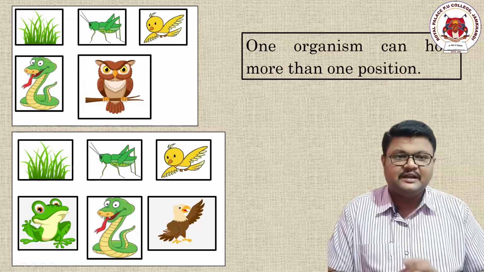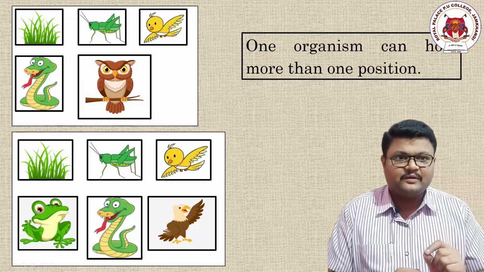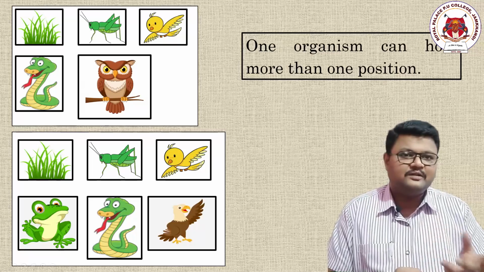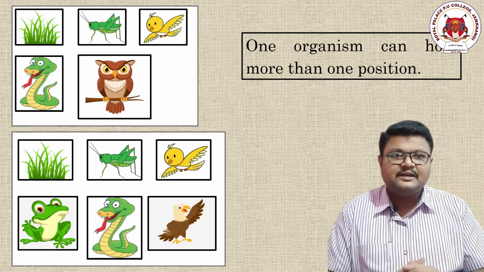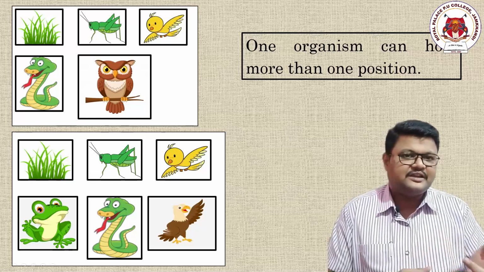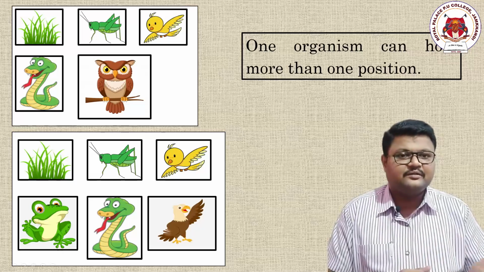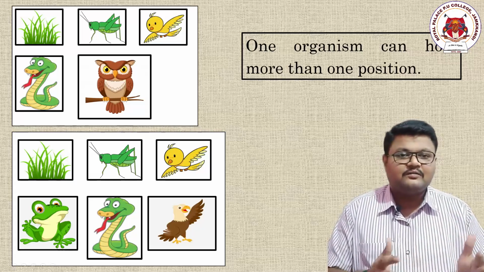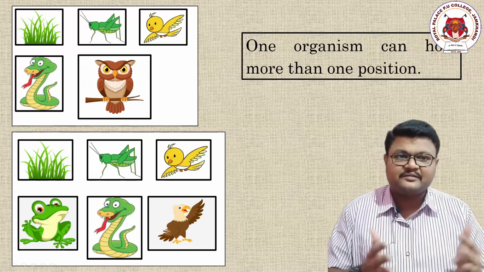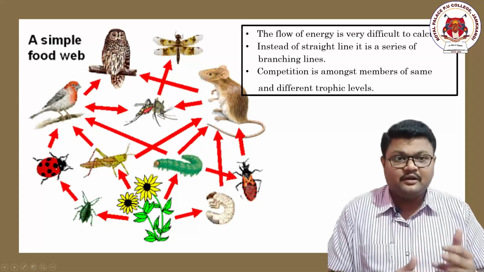That's why I mentioned that an organism in case of food web can hold more than one position. He may be, or it may be, or she may be. In case of primary consumer too, they can shift to the secondary consumer also, and from secondary consumers they can shift to tertiary also, or vice versa, up and above takes place. Let's go to next point of food web.